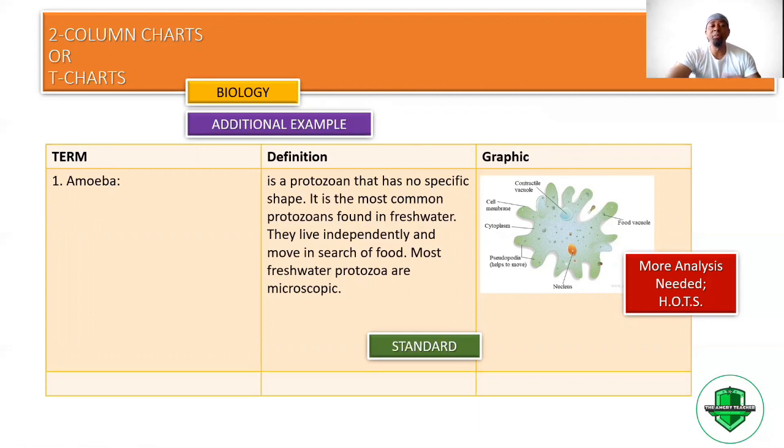So that's just an example in biology that you can use for the 3-column or the 2-column charts, whichever one you want. You know the level of your kids. What you could do is start with the 2-column in the beginning of the year and kind of tack on a 3-column later. It's up to you.